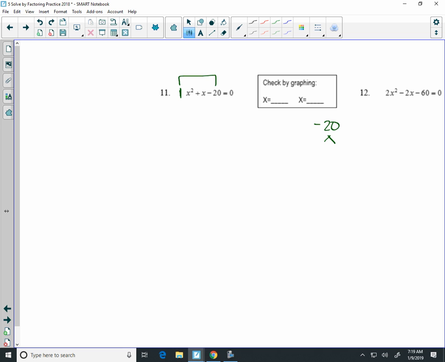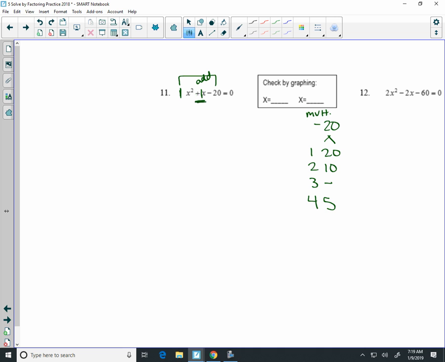I need two numbers that multiply to -20 and add to my middle term here. My middle term is 1. So I need two numbers that multiply to -20 and add to 1. So my factor tree for 20: 1 and 20, 2 and 10, 3 does not go into 20, 4 goes into 20 five times, and then I kind of come back around here. So how am I going to get these to add to 1?